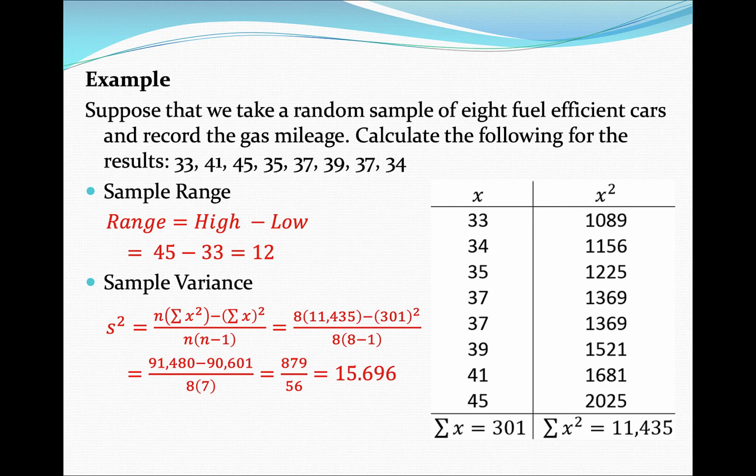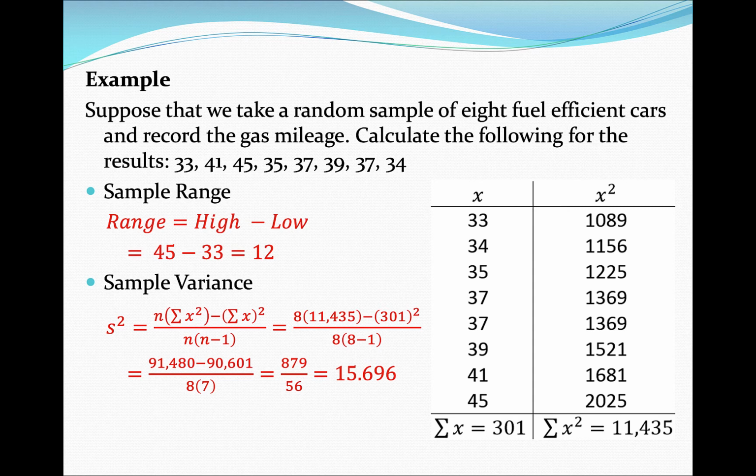I don't always show every single step, but here I do. If you go through each step, if you take 8 times 11,435, you'll get that 91,480. 301 squared is 90,601, and then you get over 8 times 7, that gives you 879 over 56, and that will give you 15.696. Please use at least 3 decimals. That's what I typically use, 3 decimal places when I need to round, and that's what I use here, so you get that 15.696.